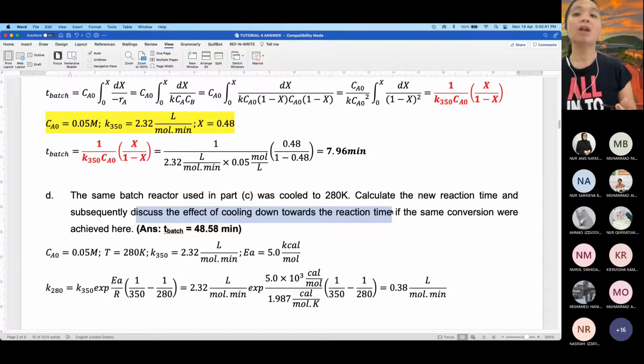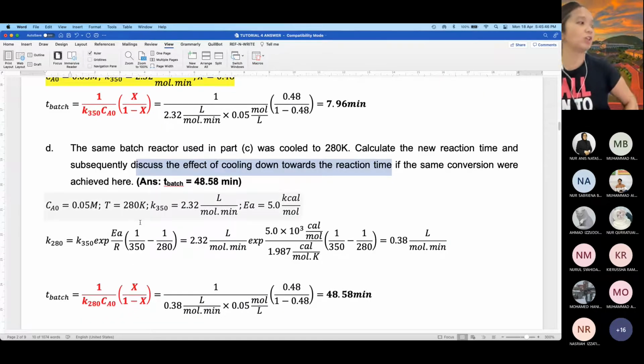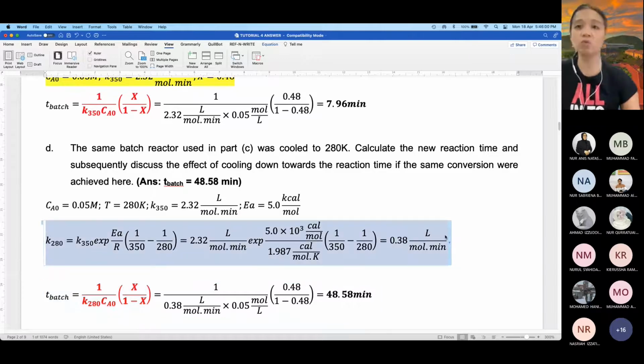Okay, so before we go to that, we calculate first the reaction time. What changes in the equation from part C to part D is just the change of the K. Previously the K is at 350, now you have to calculate the K at 280. So you have to recalculate your K at 280.